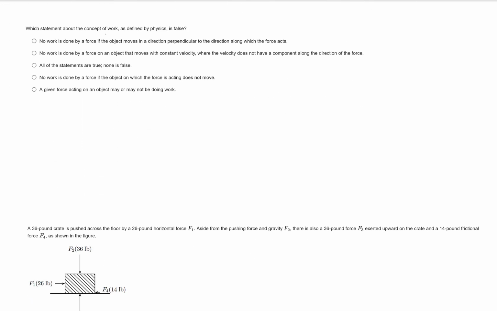Which statement about the concept of work as defined by physics is false? So which one is not true? So just thinking about work. Work has 2 definitions. One, it's the force times distance times cosine of the angle between them. So if there's any amount of force, say if this is being displaced this way, if there's any amount of force in this general direction as the displacement, that's positive work. If it's perpendicular, that's 0 work. And if it's opposing or in the opposite direction, that's negative work.